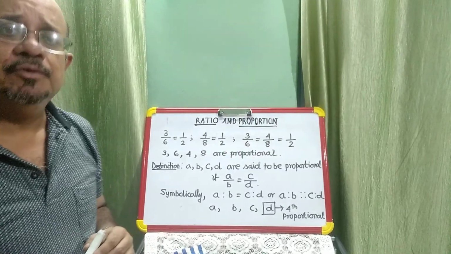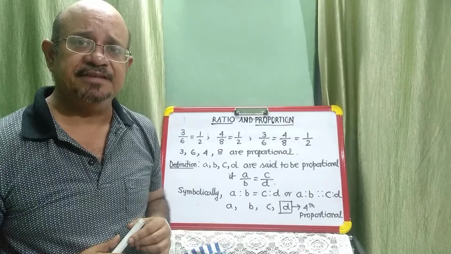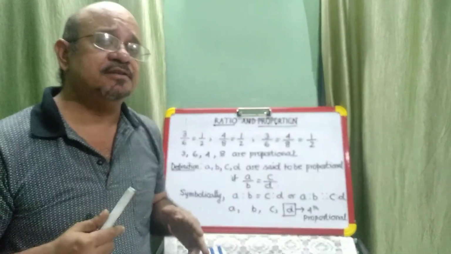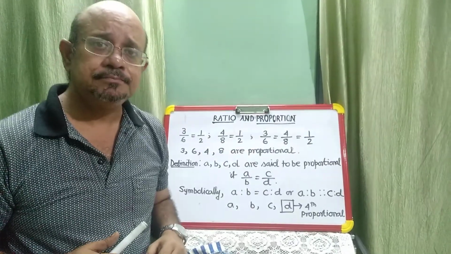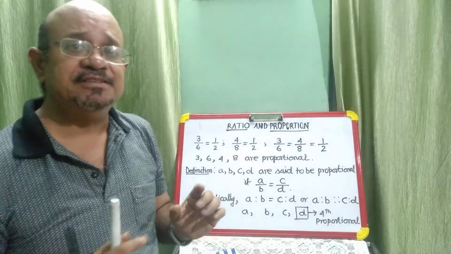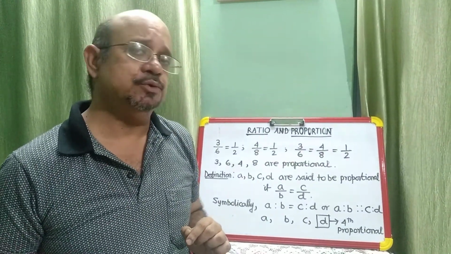Everybody. In today's class, we are going to learn a very interesting topic in algebra known as ratio and proportion. For that, let us first learn what is ratio. When you divide a number by another number and express it in the simplest form, it is known as the ratio between the two numbers.